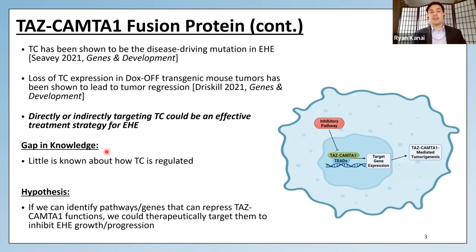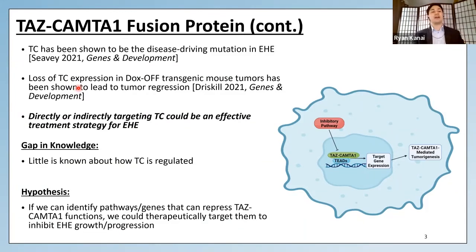And as work from Caleb that was previously presented demonstrated in the genetically engineered mouse model of EHE, TAZ-CAMTA is sufficient to drive EHE formation, making it the disease-driving mutation. And other work from Jordan Driscoll in DJ Pan's lab demonstrated in a doxycycline-off transgenic mouse model that loss of TAZ-CAMTA expression in tumors actually led to tumor regression.